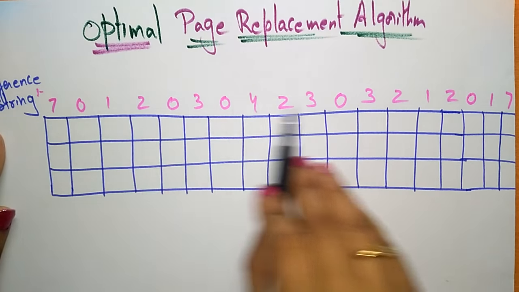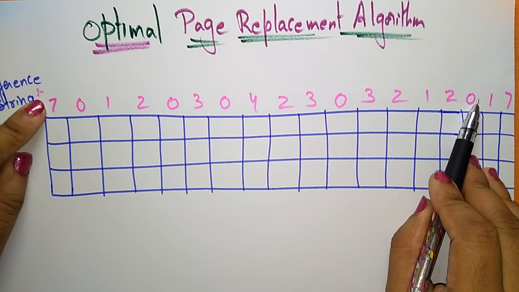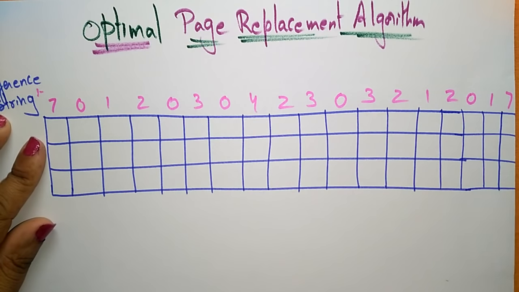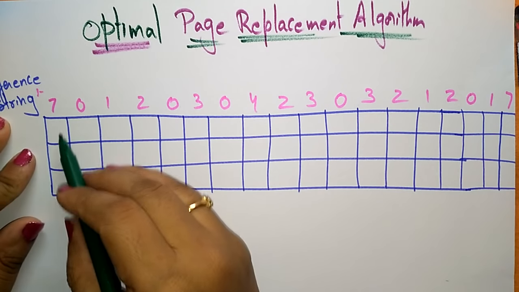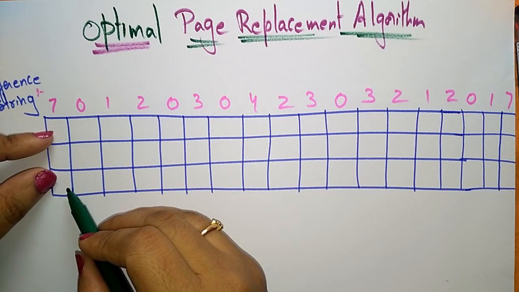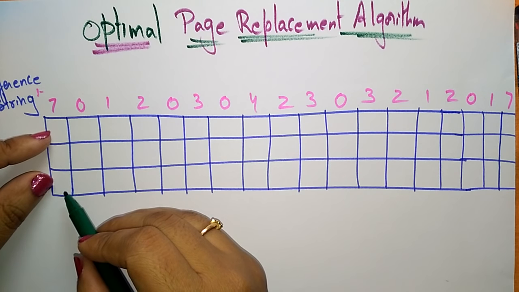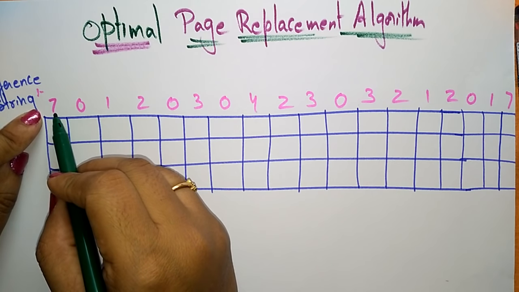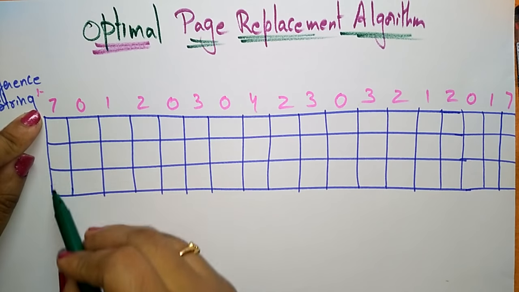Here we have taken the reference string, that is a user process, the input given. The CPU is demanding these pages from the main memory. First it checks whether the page is present in the main memory. If that page is not present in the RAM, then we call it a page fault. First the user is demanding page 7, and that page 7 is not present in the main memory.